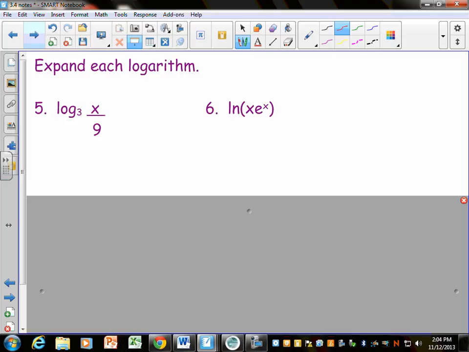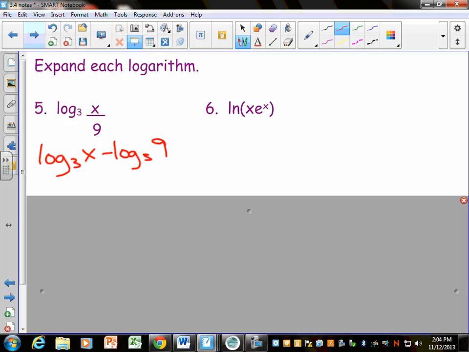All right, expand means break up anything you see. If you see multiplication, break it up as addition. If you see division, break it up as subtraction. If you see an exponent, pull it out front. So on this one, it's just division, so we could break that up as subtraction. So I could make that log 3 of x minus log 3 of 9. Do you agree with me on that?